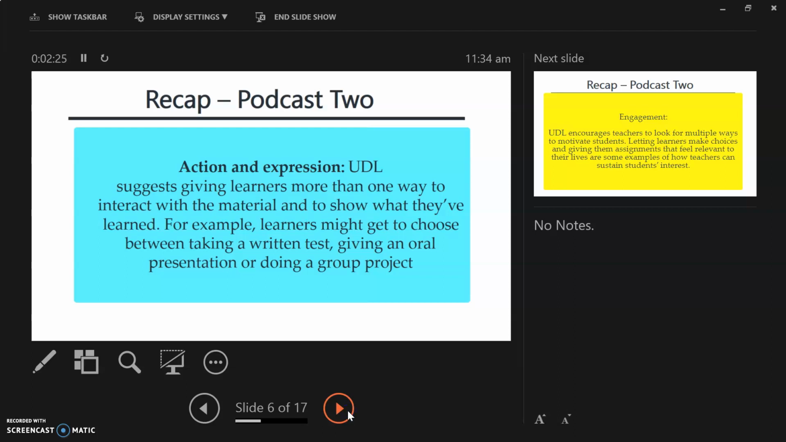Multiple means of action and expression suggests giving learners more than one way to interact with the material and show what they have learned. For example, some learners might want to do a written test. Others might want to write a poem or do some sort of oral presentation, or others may choose to do a group project.